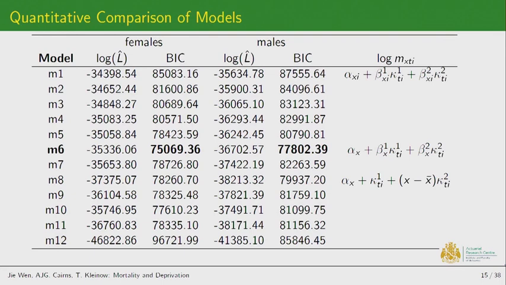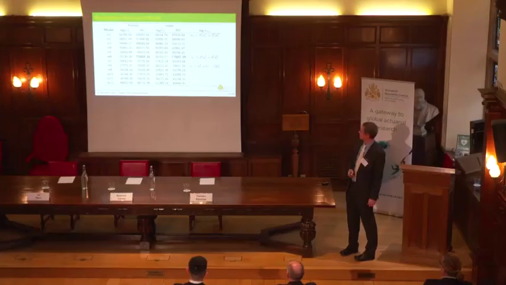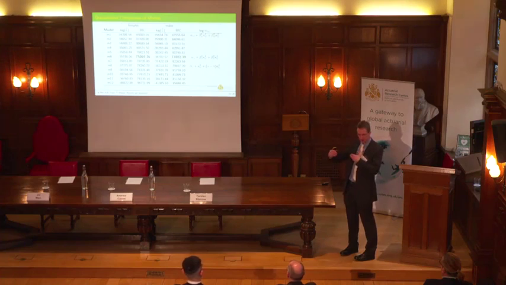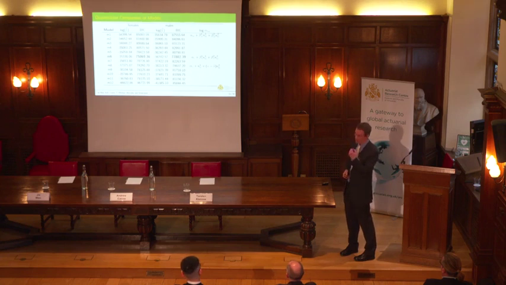First of all, the model presented by Richard Plat some years ago was a great extension of the Cairns-Blake-Dowd model by having this kind of non-parametric age effect added to it, alpha x, and therefore we looked at it in a bit more detail. And also, as I said, for males, this turns out to be the best model among those that have a constant beta 1 and a linear beta 2.